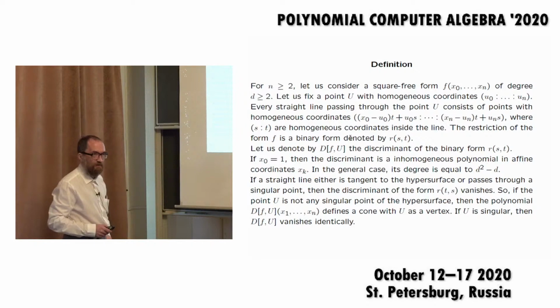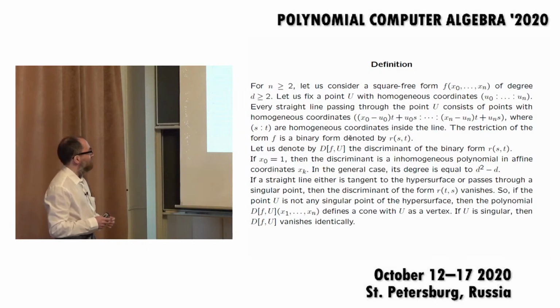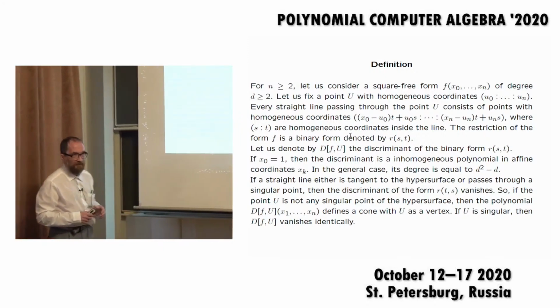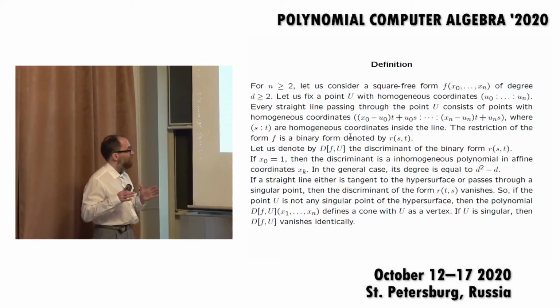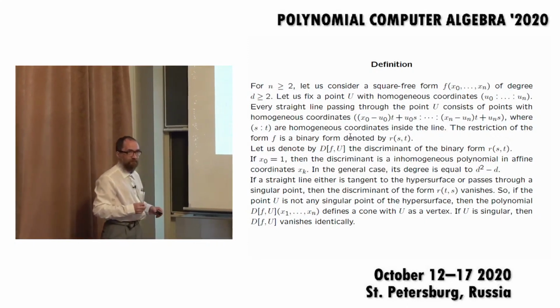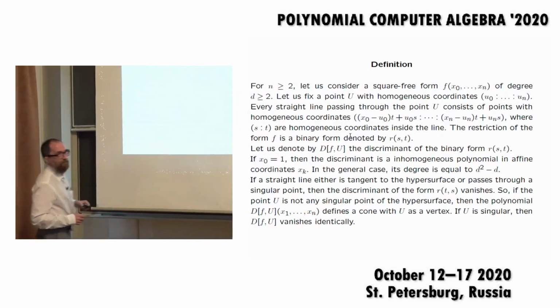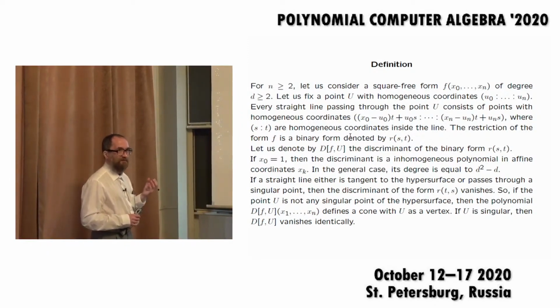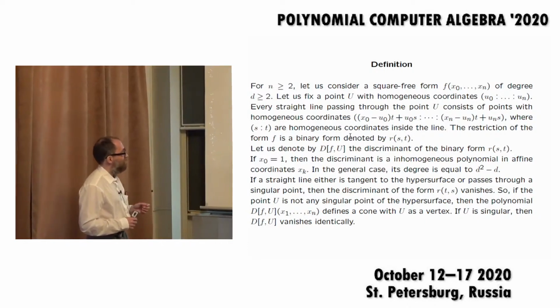For a given integer n, let us consider a square-free form f in n plus 1 variables of degree d. Let us fix a point u. Every straight line passing through the point u consists of points with homogeneous coordinates, and we can restrict the form f to this straight line. Let the binary form R be this restriction of the form f. Then the polynomial D that defines a silhouette is the discriminant of the binary form R.